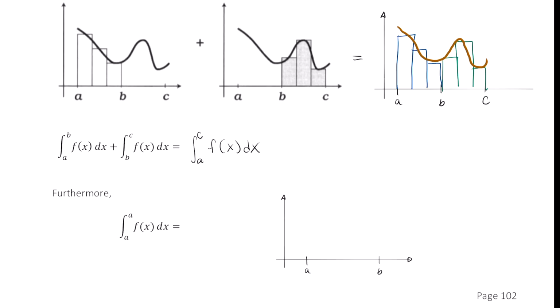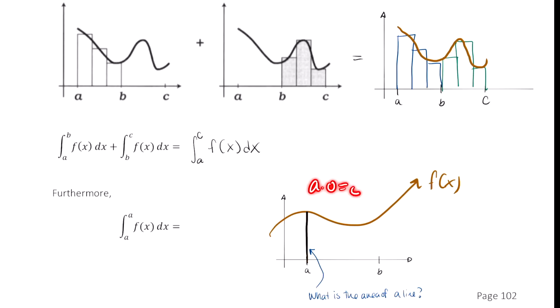This one is a fairly easy one to sketch. If this is my function f, and I should just stick to drawing f as brown like I've been doing, so this is f of x. How much area is there in just a line? Well, it's 0. It has a height of a, but a width of 0. So a times 0 is just 0. So the integral of a function where the limits are the same is equal to 0.